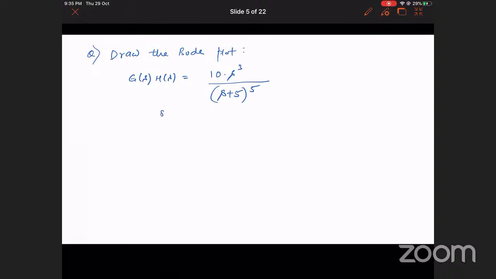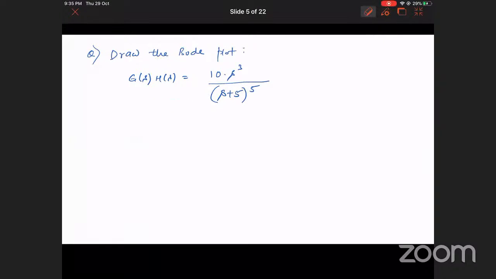So the first step is to substitute s equal to j omega. So what I get is G of j omega into H of j omega. Wherever there is s, substitute s equal to j omega, guys. It is 10 into (j omega) to the power 3, whole divided by (j omega plus 5) to the power 5. I hope you are getting my point. But since it wasn't in time constant form, I'll substitute s equal to j omega later. Rather, I'll not go for this step.